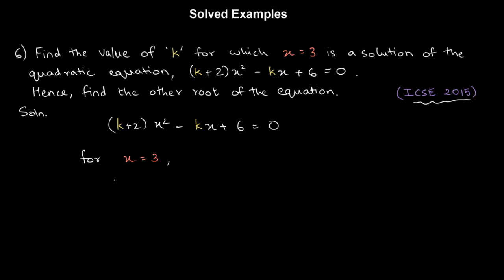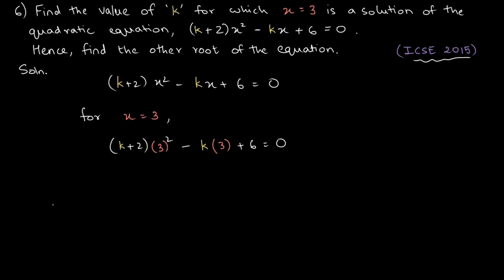So for x is equal to 3, the equation will now become (k plus 2), instead of x square, now I will have 3 square, minus kx, so minus k, and instead of x again, now I would put down 3, plus 6 is equal to 0. So as you can see, this is turning into one single equation with one single unknown k, which should be easily solvable. Let's simplify this a little.